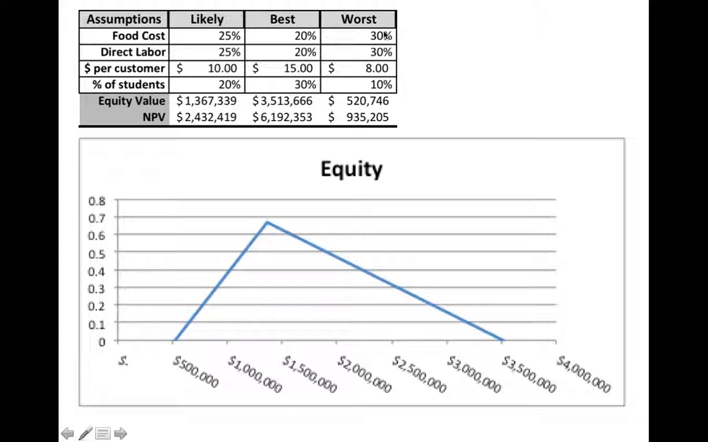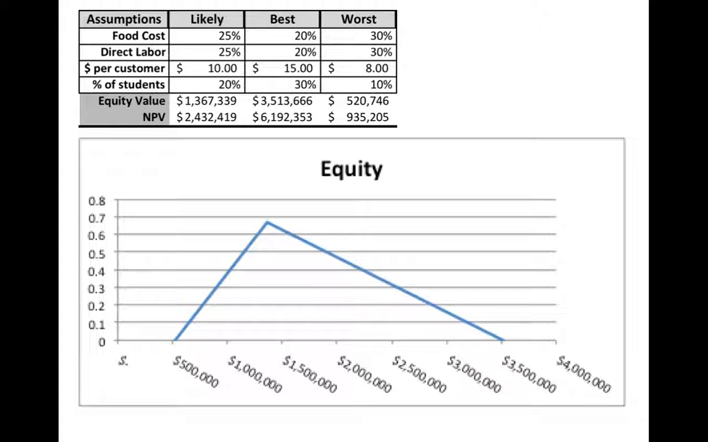Now, worst case, obviously, we could have problems with our food and labor costs that cause those to go up. Customer spend could be low. I don't see it going below $8, just like I don't see those going above 30. At that point, you've lost complete control. And then number of students, maybe only 10%, which would be exceptionally low. It suggests that we've missed our mark in terms of the need or satisfying that need. But even at that, we wind up with an equity valuation of about $500,000 and a PV of over $900,000.